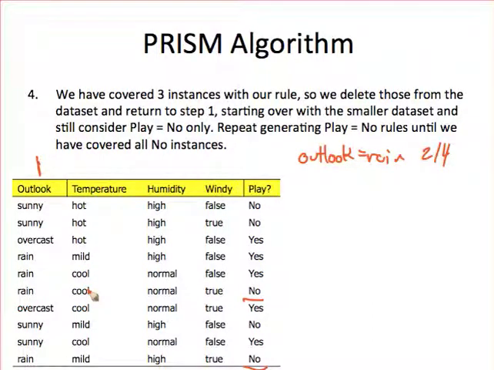If we look at the temperature, we have either temperature is equal to cool or temperature is equal to mild. So there's 2 possibilities to consider there. And then with humidity, we have normal or high, 2 possibilities. And with windy, we only have one possibility, true. So we have to consider 6 possible rules in this case. And so notice this is down from 9. This is the way PRISM works. Once we've already dealt with the other 3 no instances, then we don't consider all the features that led to those rules.